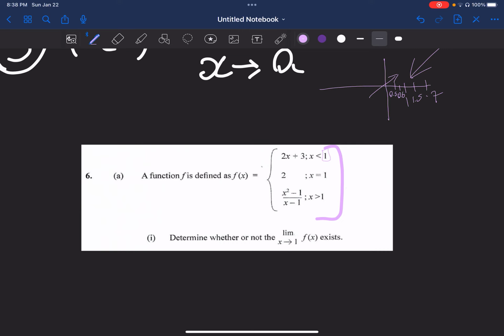Now, how do we do that? Well, for a limit to exist, it must be defined.